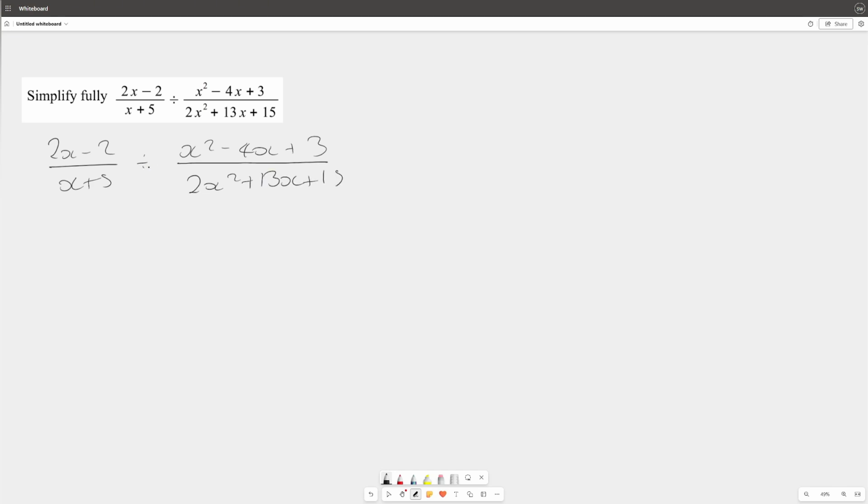Now we're going to use something here, as this is a division sign. We can actually change this to a multiplication sign and flip this fraction. So this is KCF. Some people like to say this is KFC, which is a nice way to remember it, but it is the wrong way around. It is keep, change, flip. I'm sure you know that from earlier on in school.